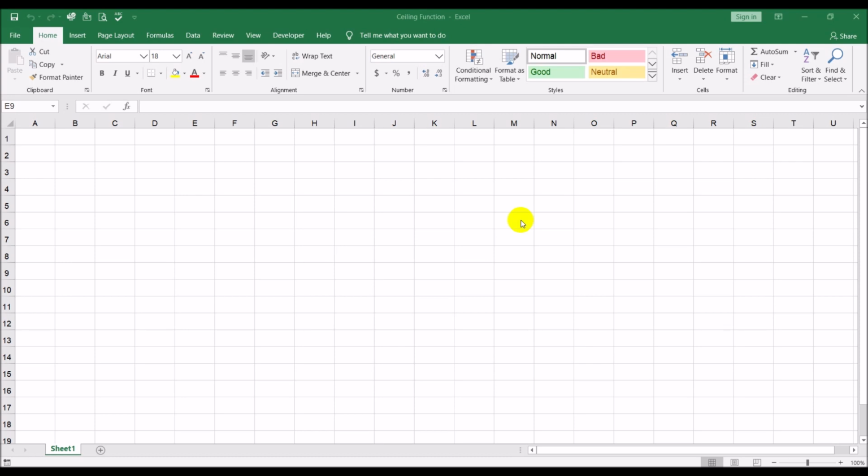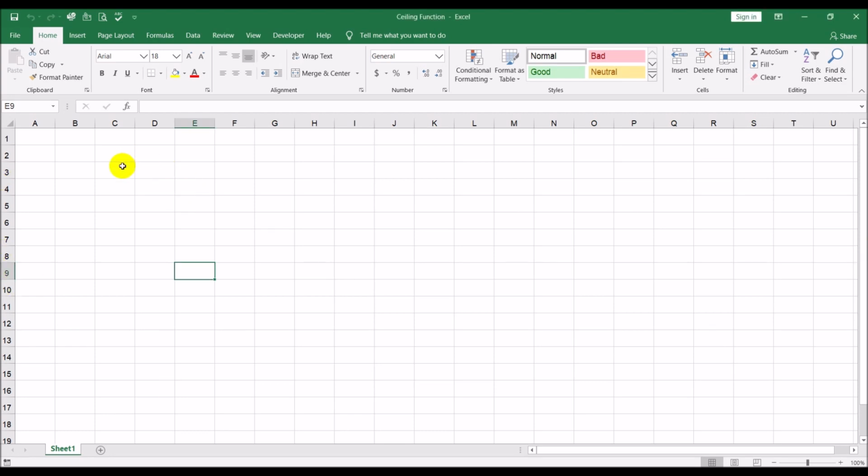Let's first talk about the definition of the ceiling function. What it does is it returns a number rounded up, away from 0, to the nearest multiple of the significance. So what does that mean in English?